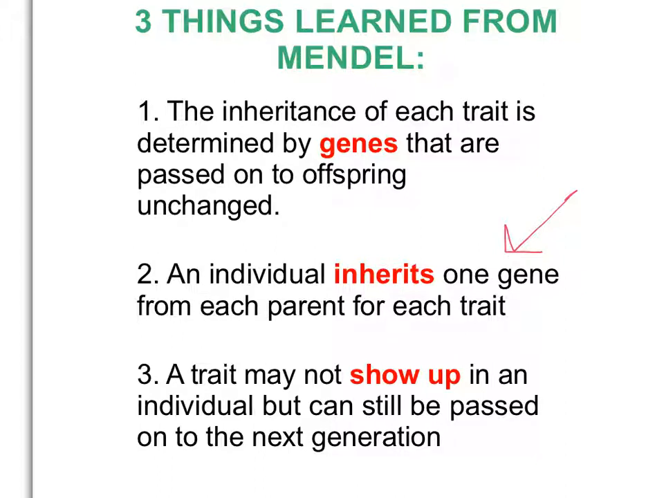Finally, the last thing that we look at is that one factor in a pair can mask or hide the other factor. So for example, the tallness factor can completely overlook the shortness factor, and they may skip generations. So, just because your parents had brown hair, there's a good chance that you and your siblings don't, but in the future, your kids could. So that's something we'll look at throughout this presentation, but that was one of the things that we learned from Mendel and his pea plant experiments.